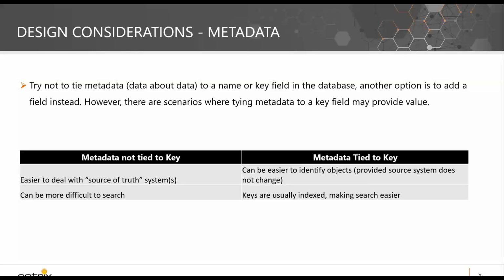So the idea here is not to tie metadata to a name or key field in the database. Very often it can be better to add a field instead. There are some scenarios where tying metadata to a key field may provide some value, but in general, it's something that we try to discourage. So when you have metadata not tied to a key, it's easier to deal with source of truth systems, but it can be more difficult to search for that data.